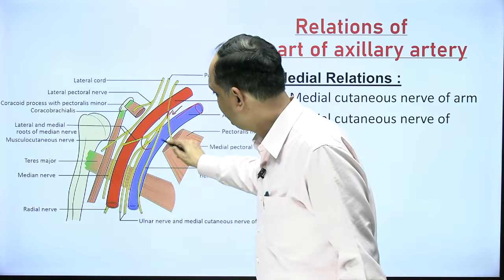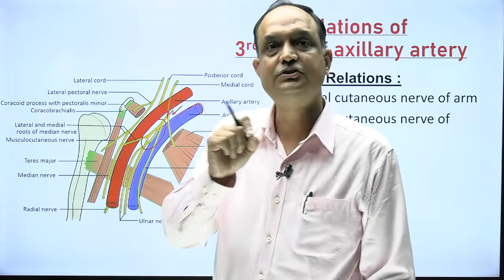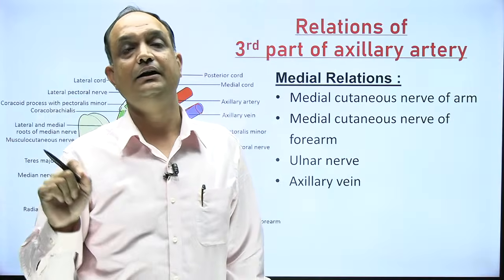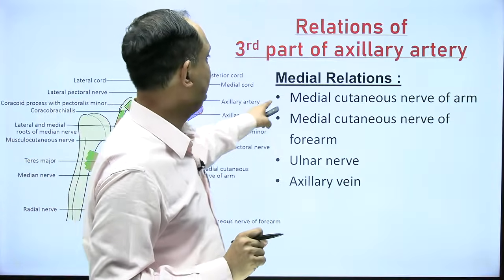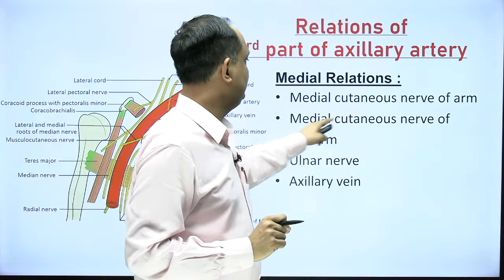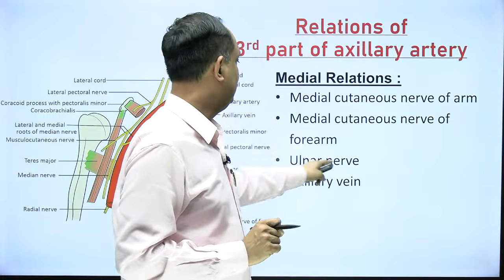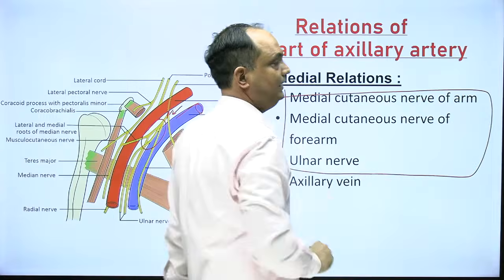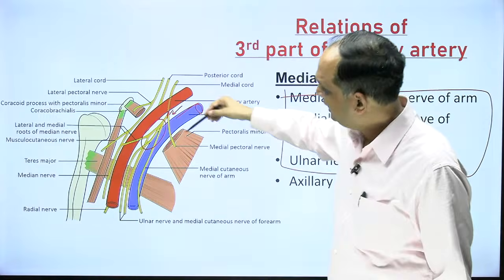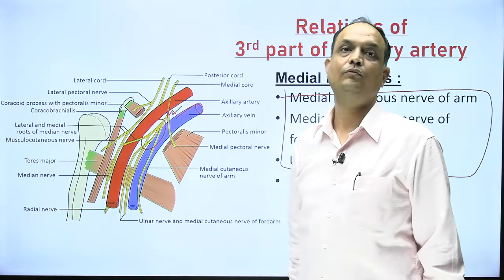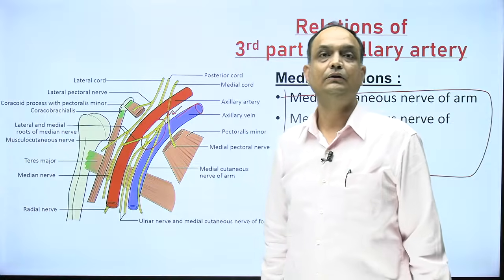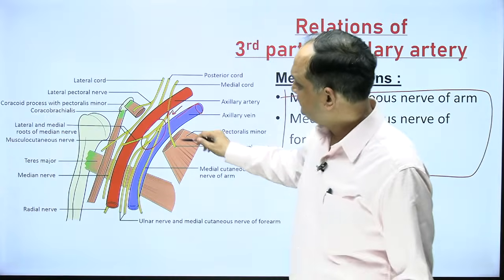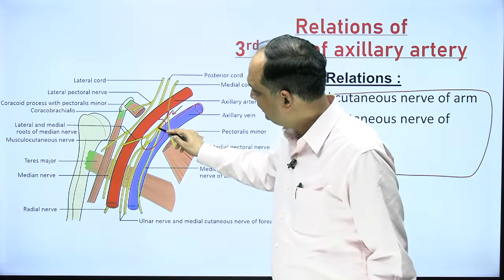Now, this is a question of your exam. Name the nerves that lie between the axillary artery and the axillary vein. So, the medial cutaneous nerve of the arm, the medial cutaneous nerve of the forearm, and the ulnar nerve. These are the three nerves which lie in the area between the artery and vein. What are these three nerves? Medial cutaneous nerve of the arm, medial cutaneous nerve of the forearm, and ulnar nerve. Because all three are coming from the medial cord.